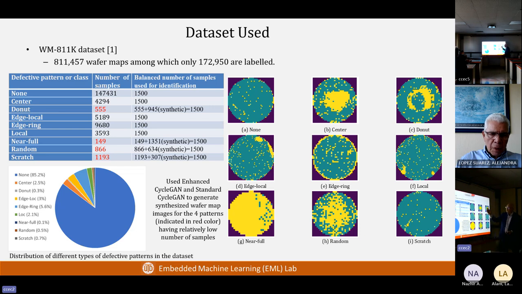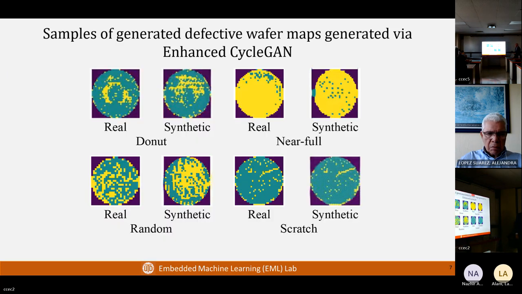These are the 9 defective patterns in the database. What you see here is real and synthetic data, samples generated by Enhanced CycleGAN, for 4 of the defective patterns: donut, near full, random, scratch. These are the ones that don't have very many samples.